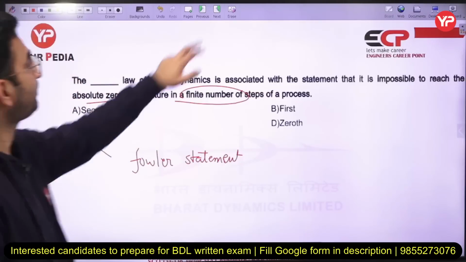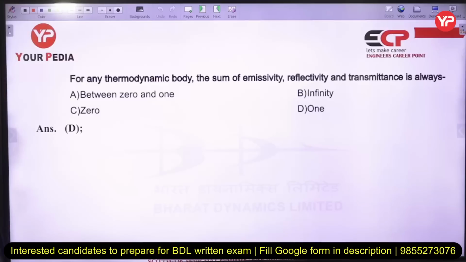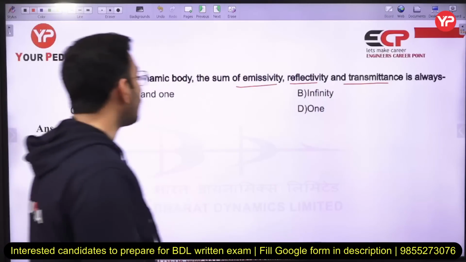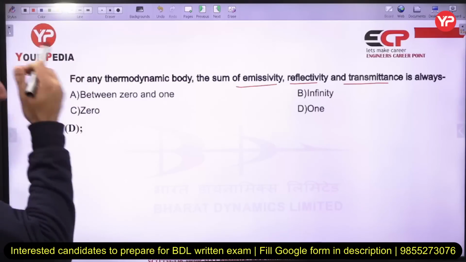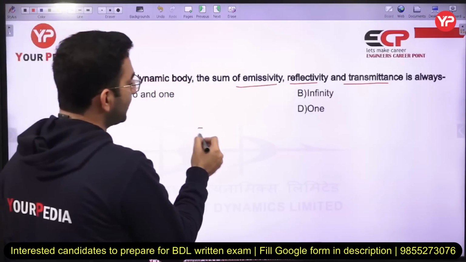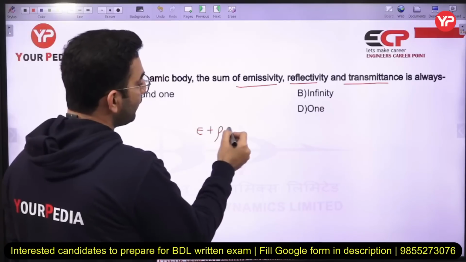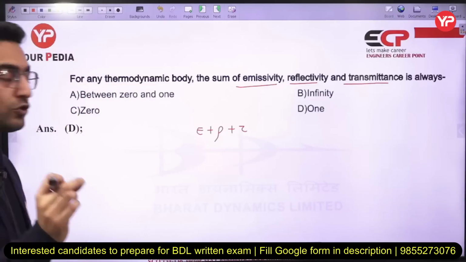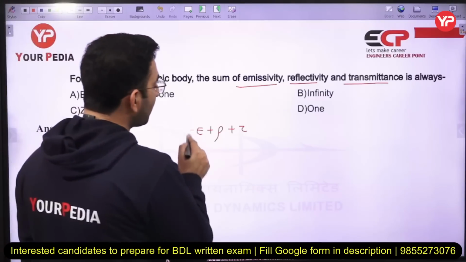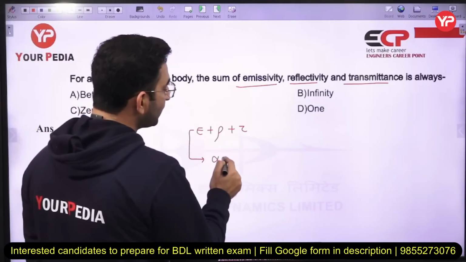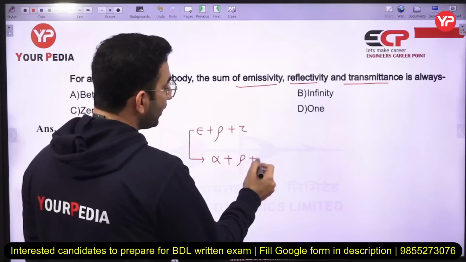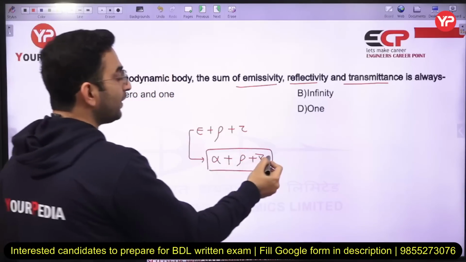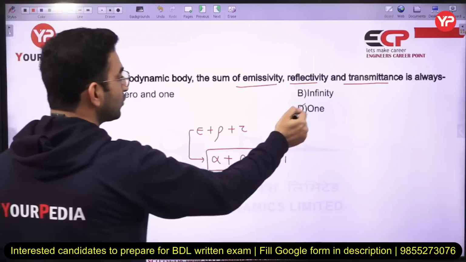Next part, for any thermodynamic body, the sum of emissivity, reflectivity and transmittance is always. Now just see, it is asking you about the sum of the emissivity, reflectivity and transmissivity. Right now I have explained the Kirchhoff law. According to the Kirchhoff law, the emissivity is equal to the absorptivity. So you can say the sum of the absorptivity, transmissivity as well as the reflectivity is equal to 1. So option D is going to be the correct answer.